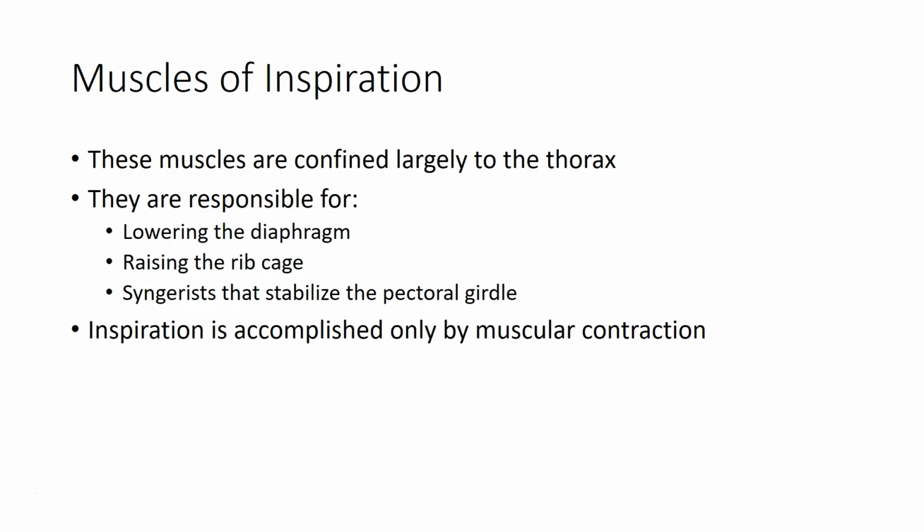In addition, some of these muscles act as synergists to help stabilize the pectoral girdle in order to help with raising the rib cage. Inspiration in respiration is accomplished only by muscular contraction.